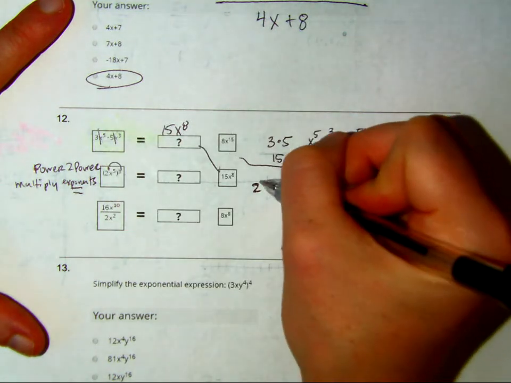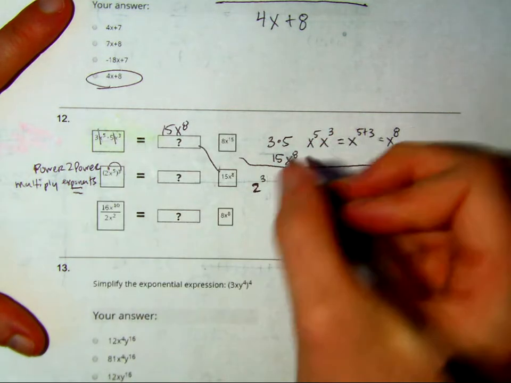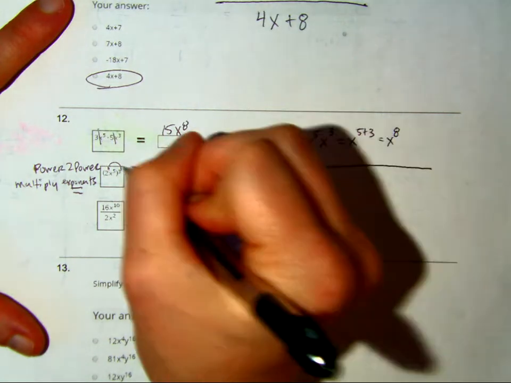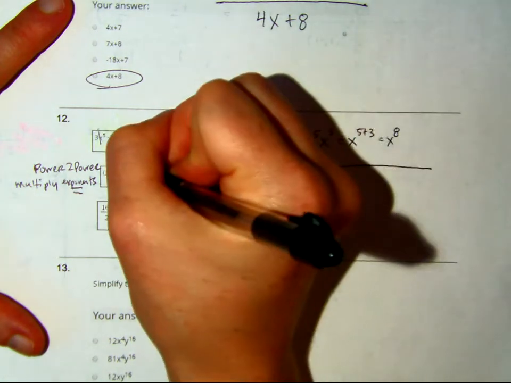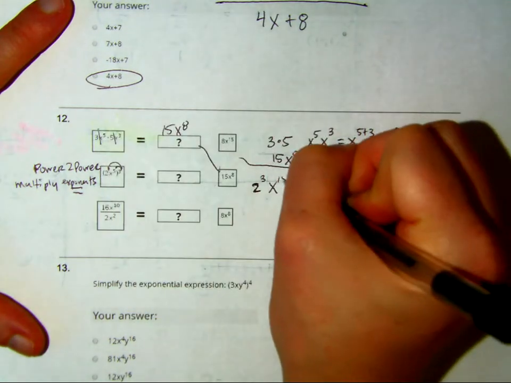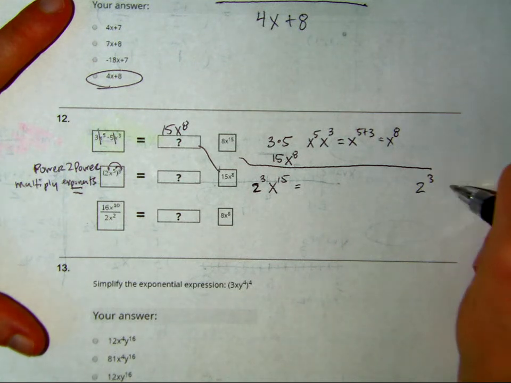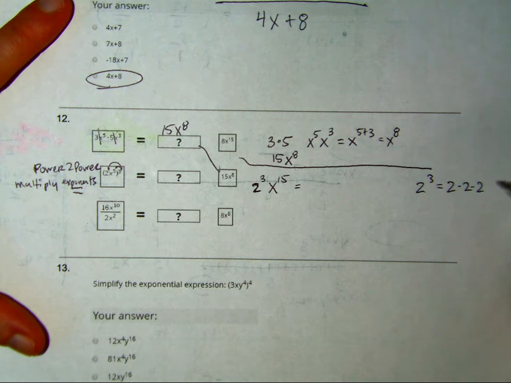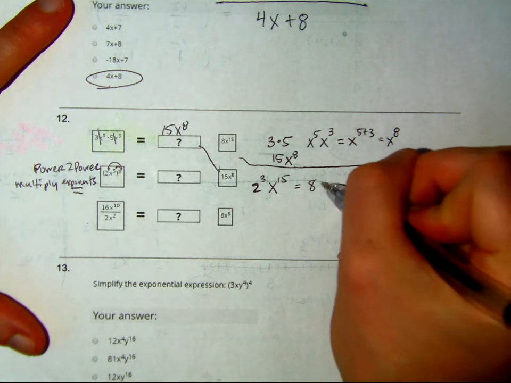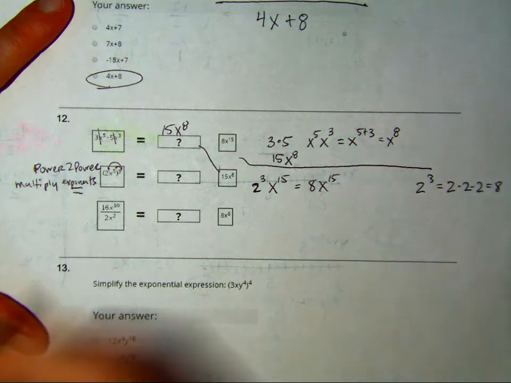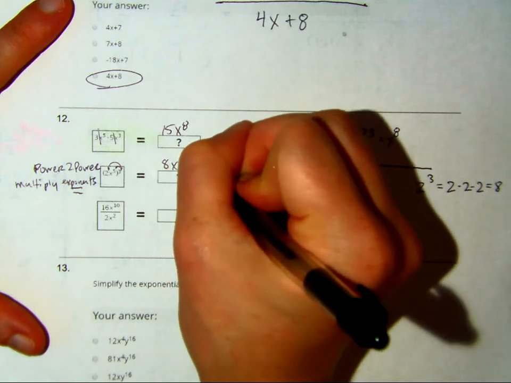Then if you look at your x, your base stays the same, and you take 3 times 5 and get 15. And then you can simplify. 2 to the 3rd power is the same thing as saying 2 times 2 times 2, which equals 8. So this is really 8x to the 15th. 8x to the 15th. We have a match.